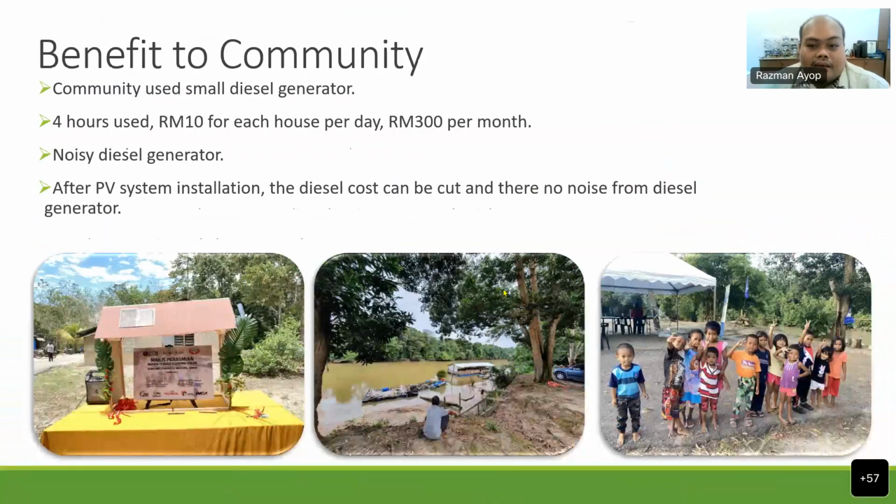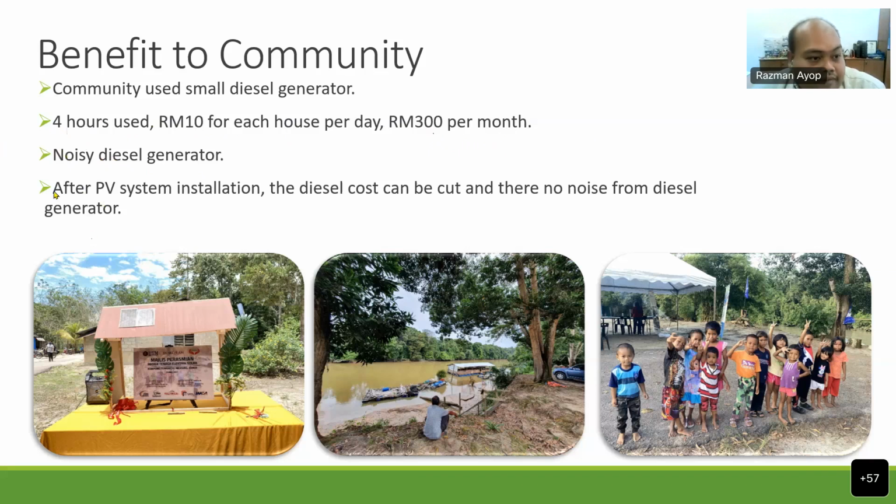But the benefit to the community is that before this, the community used a small diesel generator. They used it during the night, usually only 4 hours, and it cost RM10 for each house per day. So basically each house has to pay 300 ringgit per month for the lighting and fan. Usually only lighting, and they only use 4 hours and it costs almost 300 ringgit per month. And because they use a diesel generator, it is noisy.